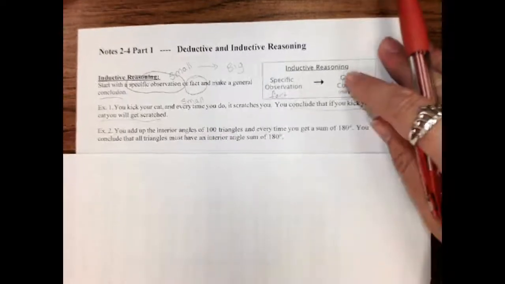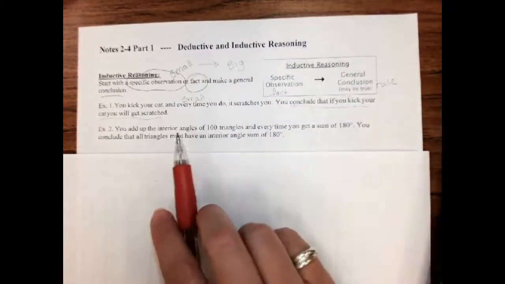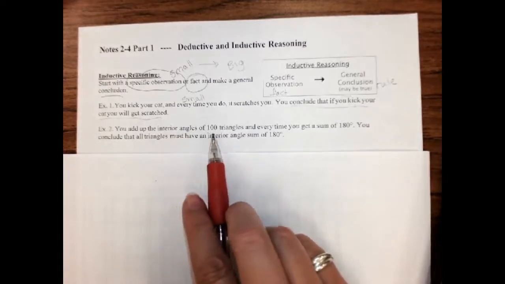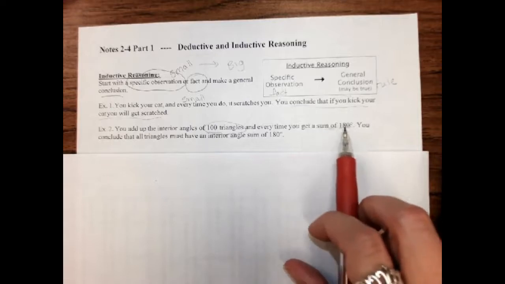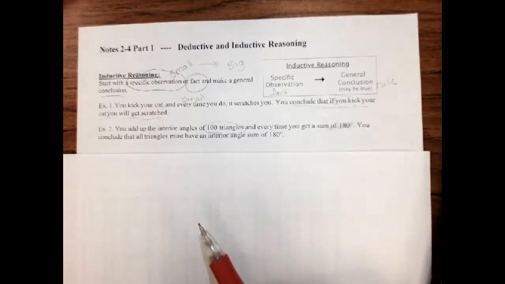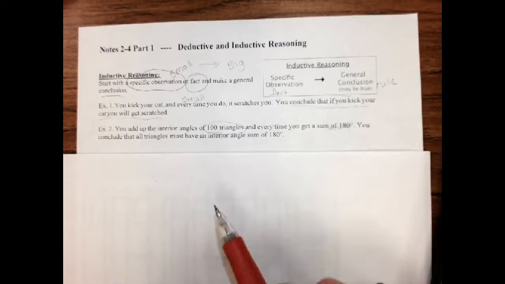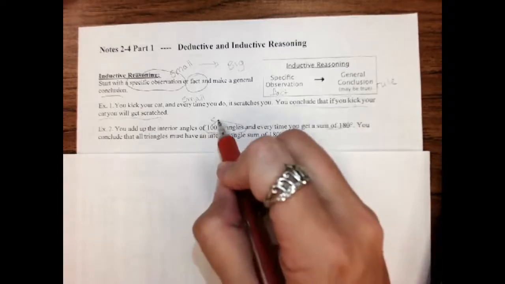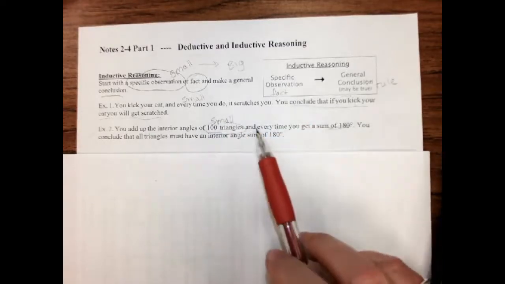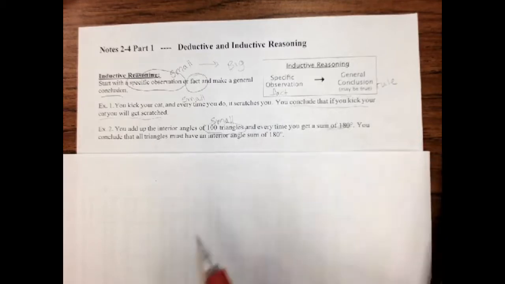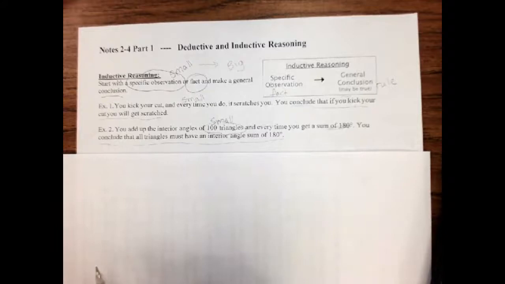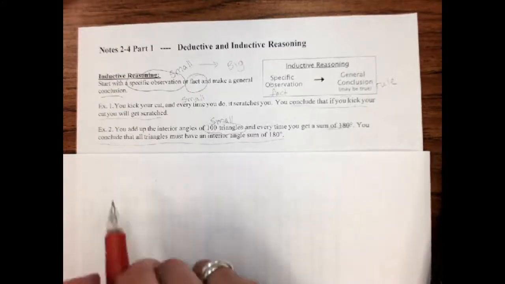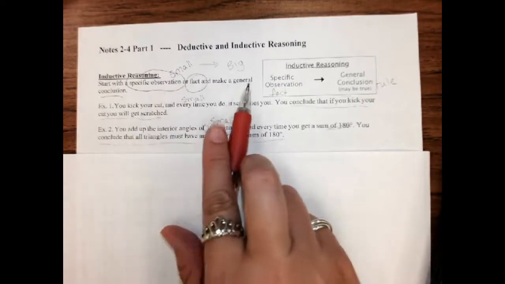Here's our second example. You add up the interior angles of 100 triangles. And every time you do it, you get 180. Have you added up every triangle in the whole world? No. But you looked at a bunch of small examples, and you found this happened every time. So you make a rule saying, I think that every time I do it, it's going to work every single time. So you're starting with observations, and then you're making a general rule out of it.